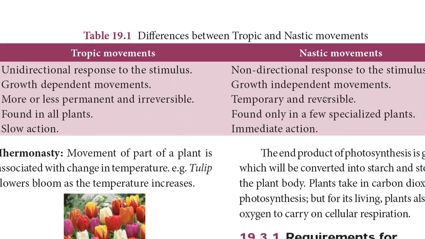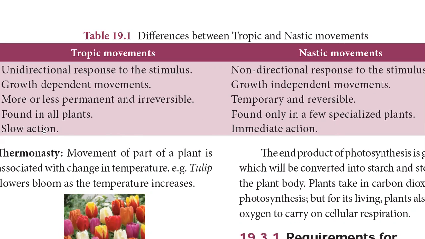Nastic movements are reversible. Just take the Mimosa pudica, the touch-me-not plant. If you touch it, it shrinks, and afterwards it returns to its normal position. That is a reversible movement. Tropic movements are found in all plants. The root grows towards the gravitational force, and the shoot grows towards the light, phototropism. Nastic movements are found only in a few specialized plants. They are not common in all plants. Only some plants show nastic movement.